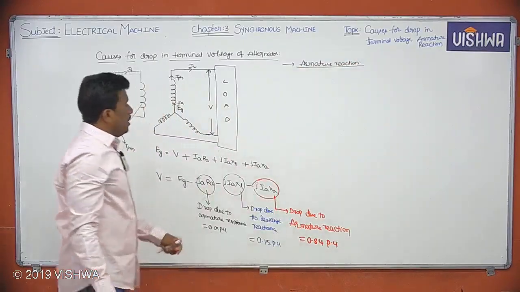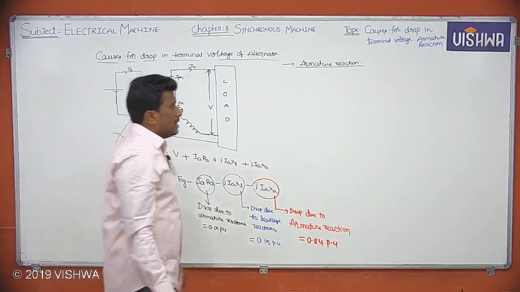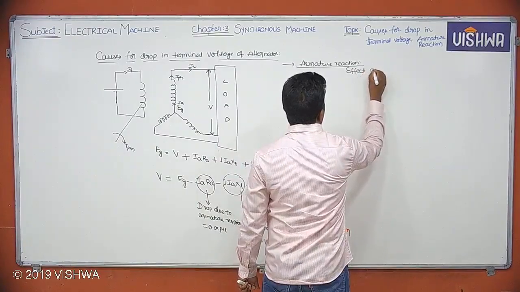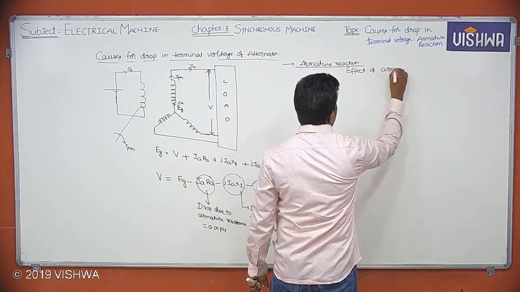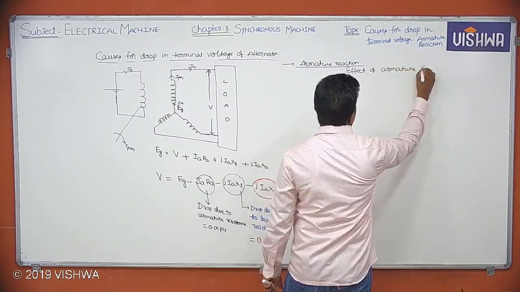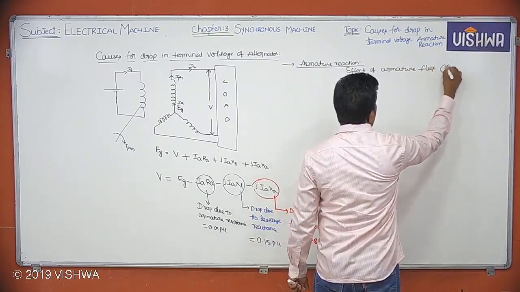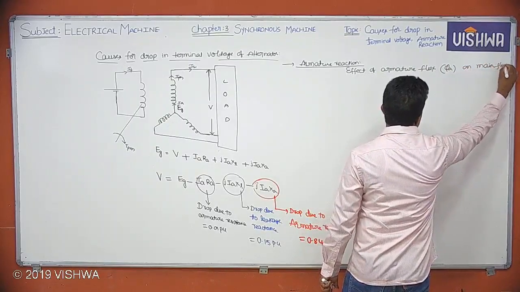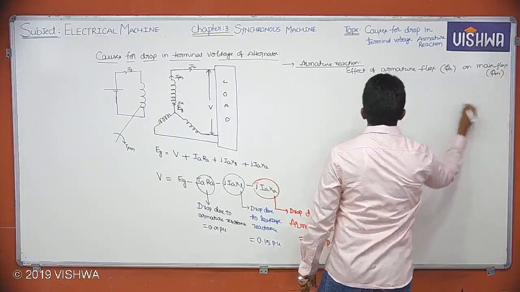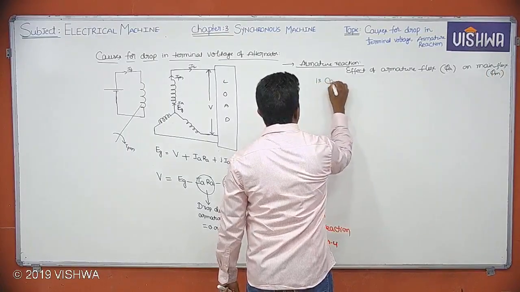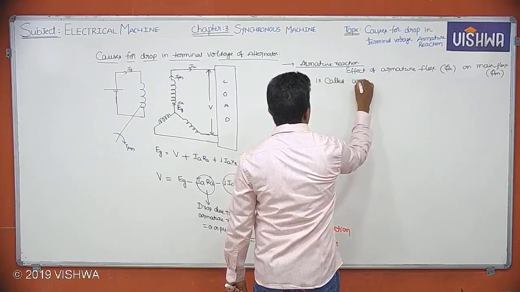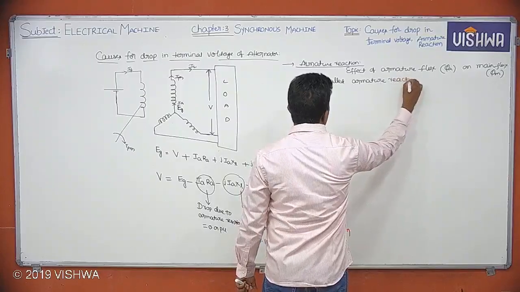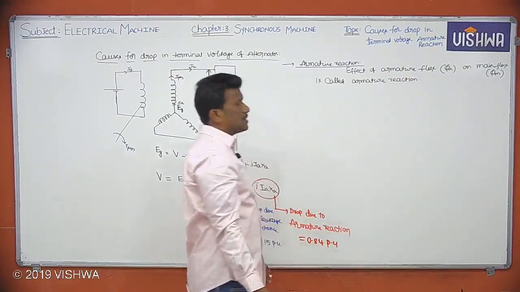Observe clearly. See, armature reaction, a definition I can write like this: the effect of armature flux, phi A, on main flux, phi M, is called armature reaction. Effect of armature flux on main flux is called armature reaction.